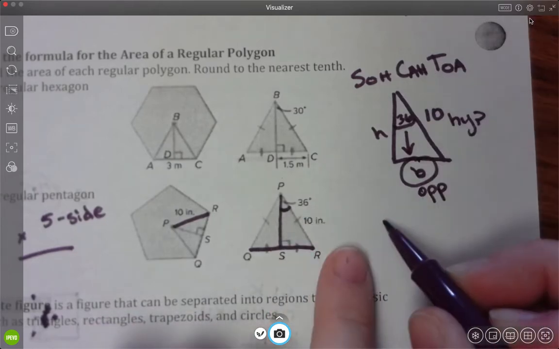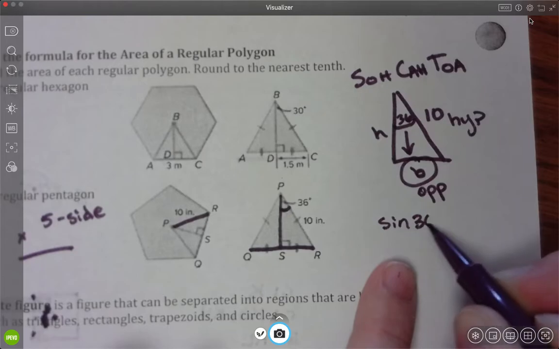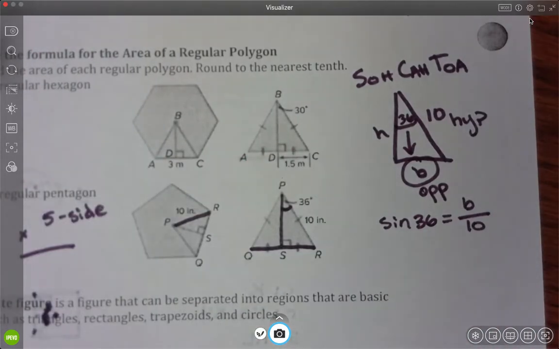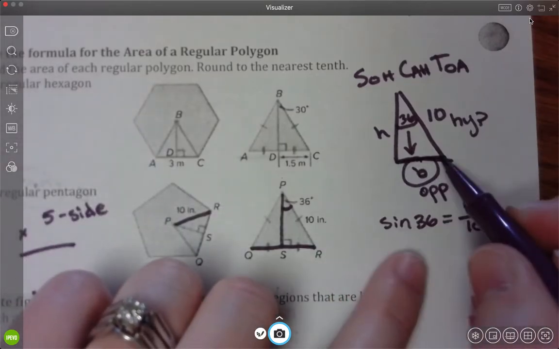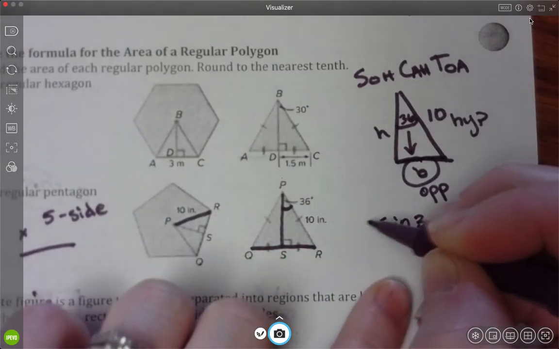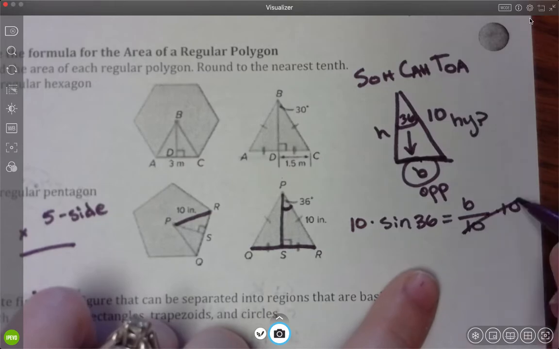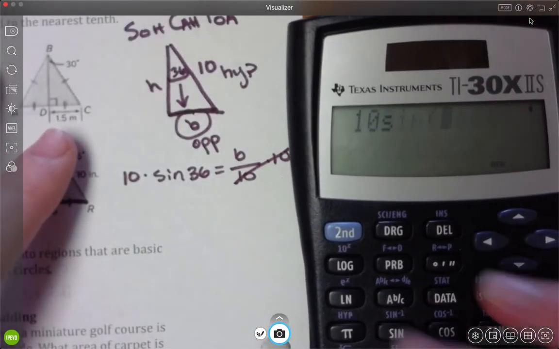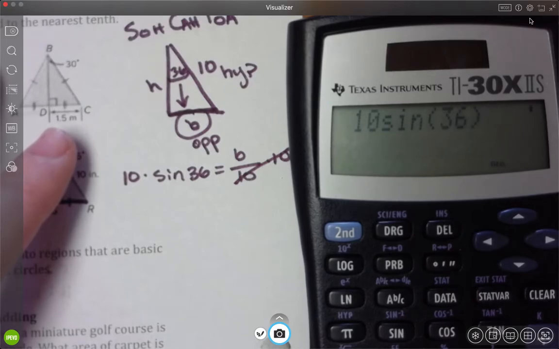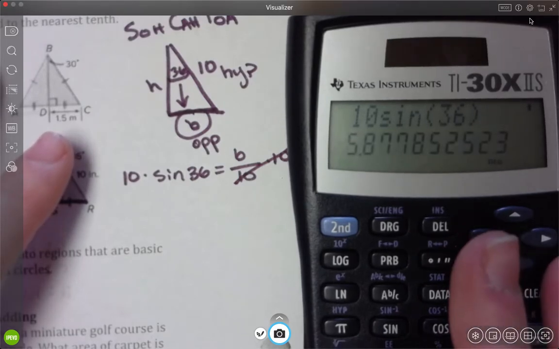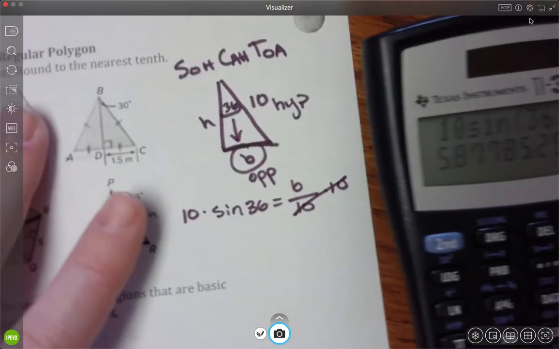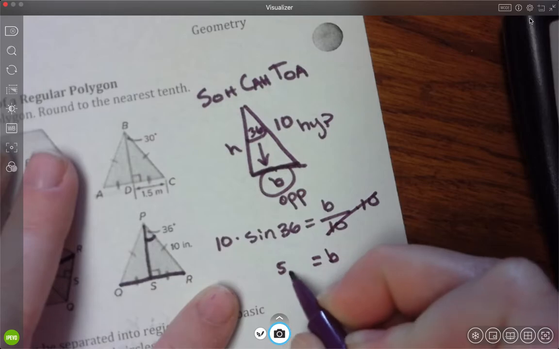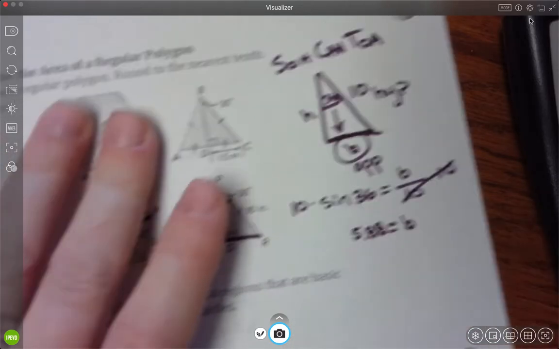So I have sine of 36 equals base over 10. And then to find that base, that bottom side, I'm going to multiply by 10. So I have 10 times sine of 36. Let's do that. 10 sine 36. And we get 5.88. The base is 5.88. Now, we have to be careful.